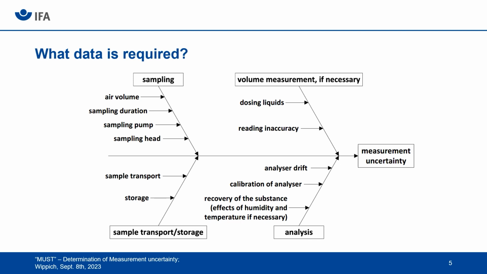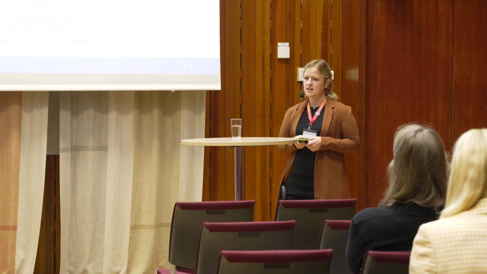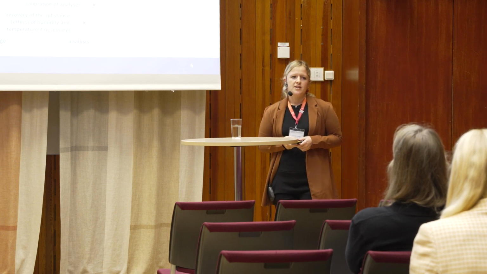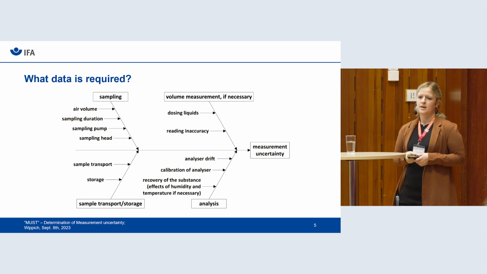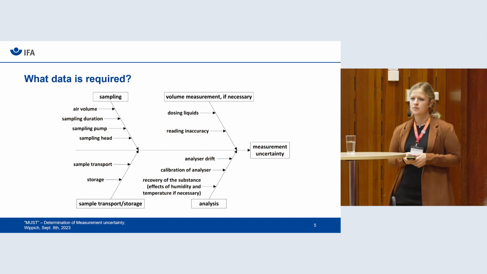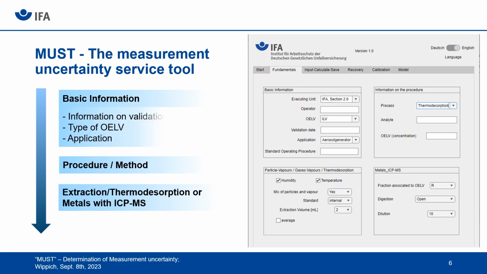For the first 3 parts mentioned, sampling, transport, and volume, there are already some percentages or guidelines inside the norms. You can use these values. And for the analysis, you have to use your validation data for the calibration and also for the recovery, and as my colleague told you before, you should also consider humidity and temperature if necessary. You can consider your validation data in the software itself. And I will show you now how we wanted to do it.